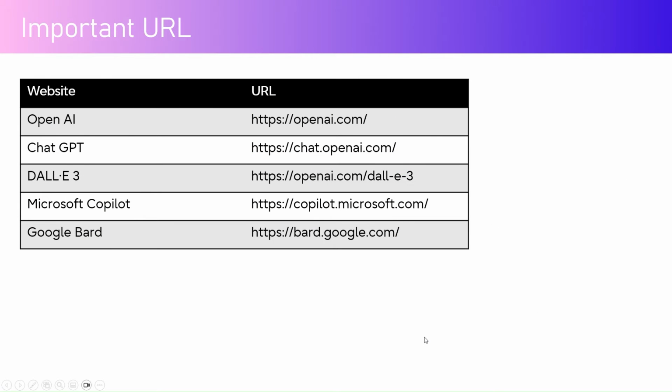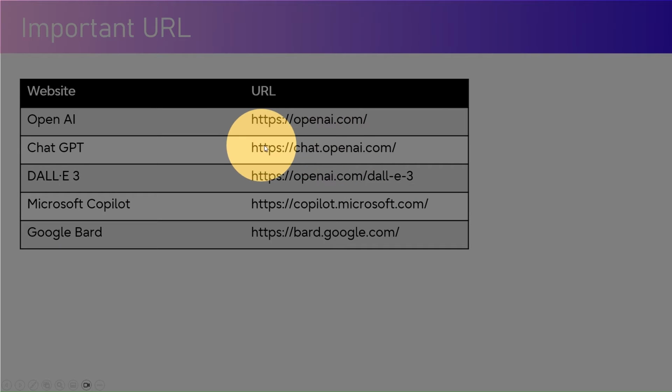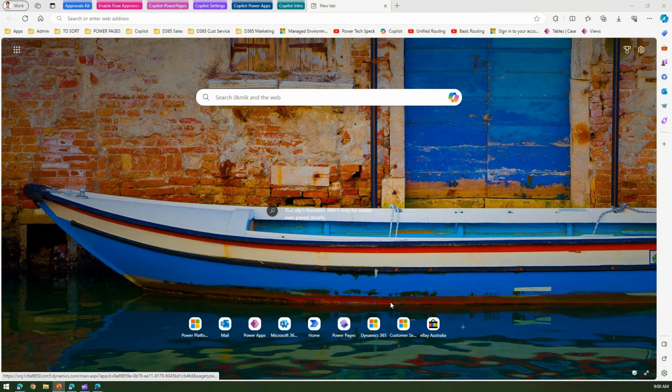Now, these are the important URLs which you need to keep in mind. OpenAI is an organization which has built ChatGPT. How to access ChatGPT? It's like an open source version, I'd say, for interacting with the bots. DALL-E 3 is a text to image model. Microsoft Copilot is basically Microsoft's implementation of GPT. Google Bard is a competitor to GPT, so it's bard.google.com. So that's the URL. I would highly encourage you to explore these links.